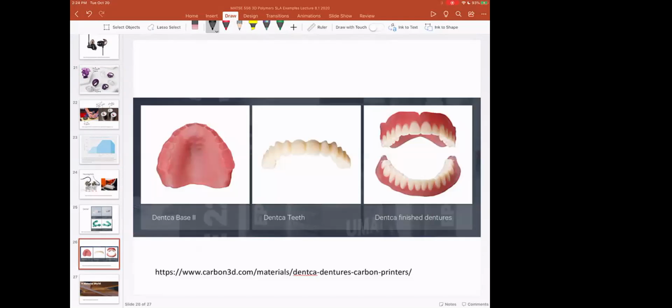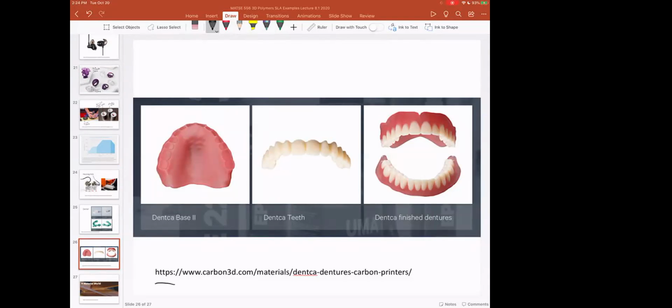Then finally, let me skip to this slide. And so what's going on in dental right now is trying to 3D print not only tools to think about dental devices, but directly printing dentures. And so there's a nice application note at Carbon about this.